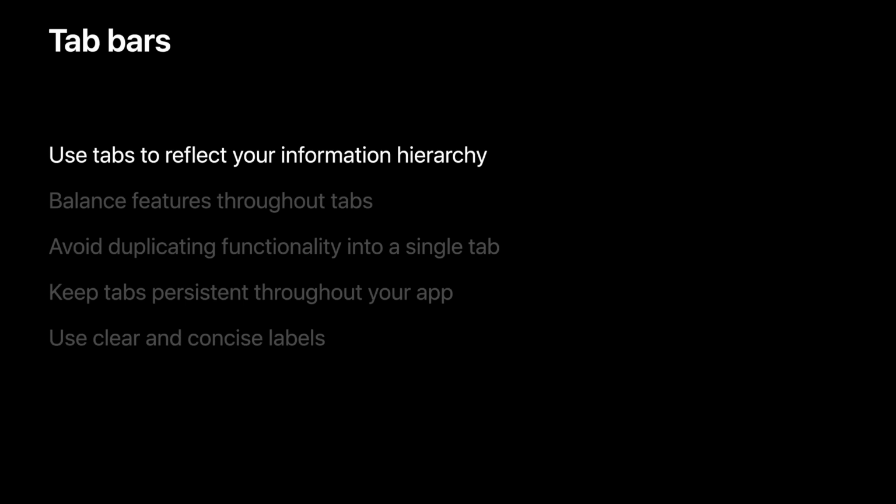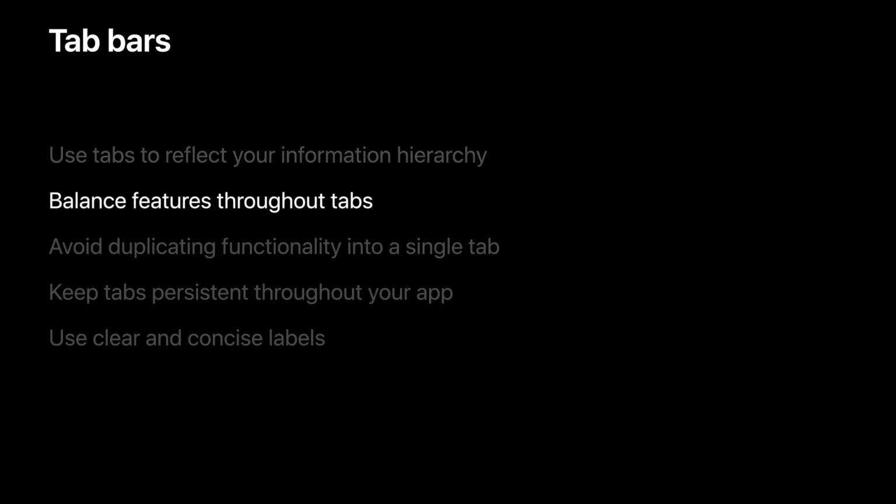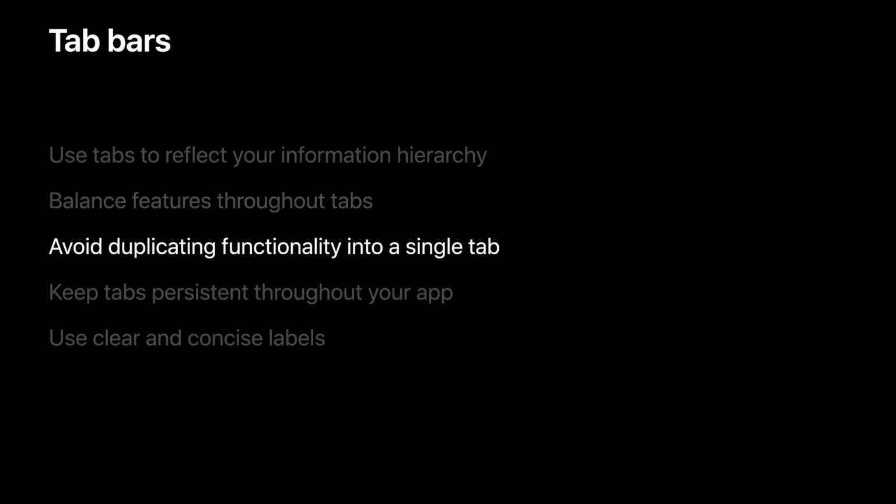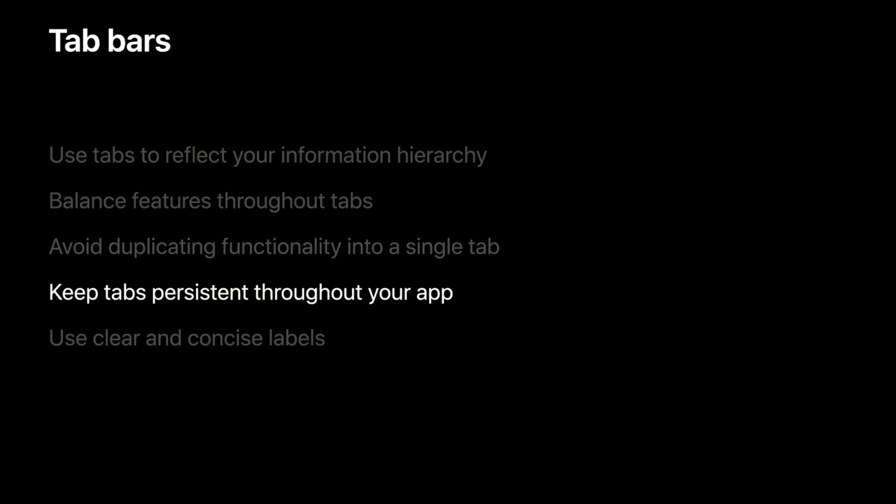Tab bars are a powerful control for navigation. Let's recap everything we've learned. Use tabs to reflect your information hierarchy. Organize your features in a way that balances them across your tabs. Avoid duplicating features and merging them into a single tab. Always keep the tab bar persistent throughout your app. Finally, use clear and concise labels for each tab.